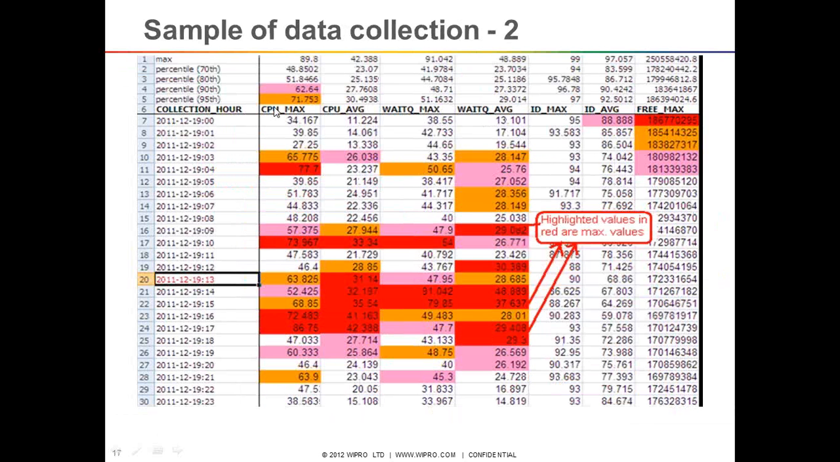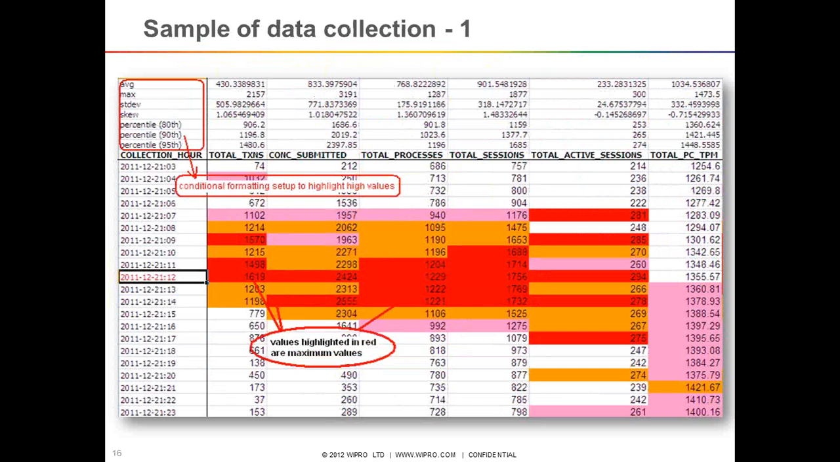And then if you look at CPU, it is showing CPU max, CPU average, and also wait IQ underscore max and wait IQ underscore average. So these are the few things we are able to see over there, right?